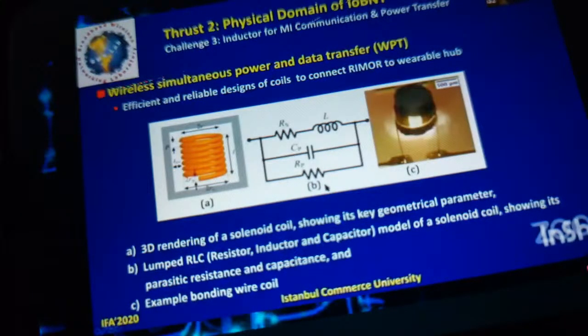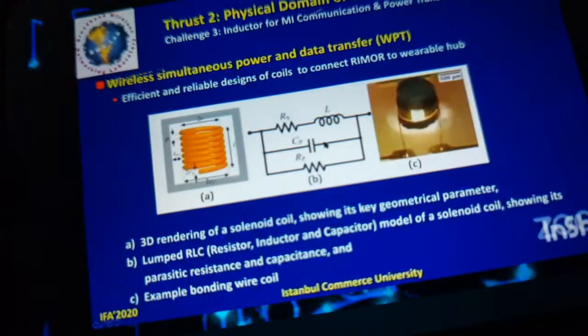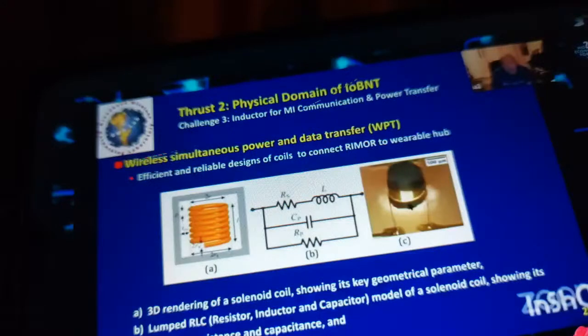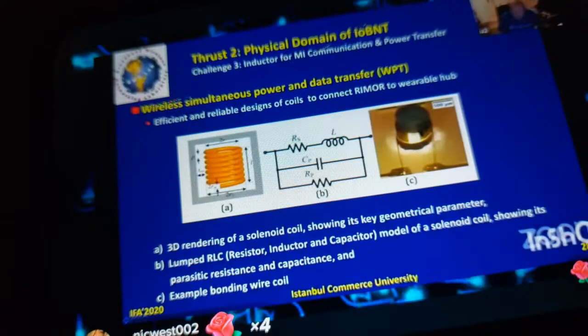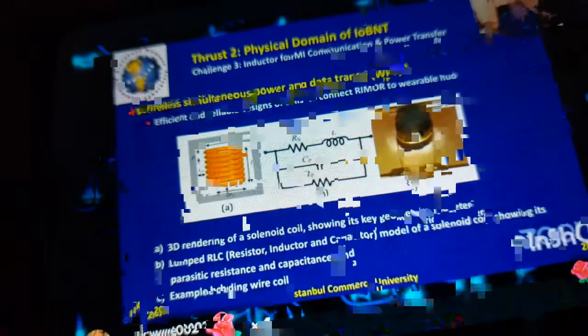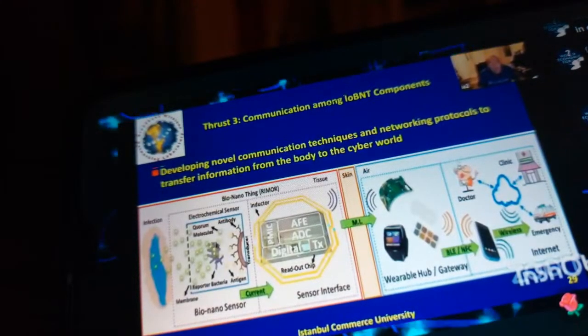And then we have this lumped RLC model, the resistor, inductor and capacitors, of a solenoid coil, showing its parasitic resistance and capacitance. And the third one is the example bonding wire coil for the wearable hub. So these are all physical parts, right? And I told you this before.